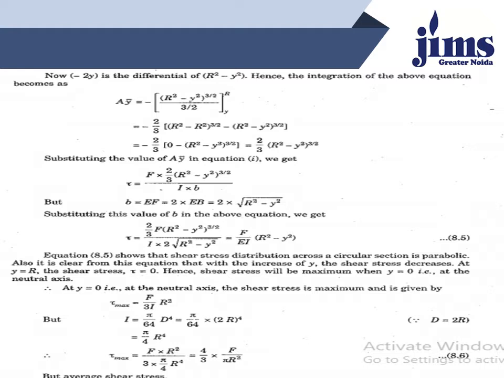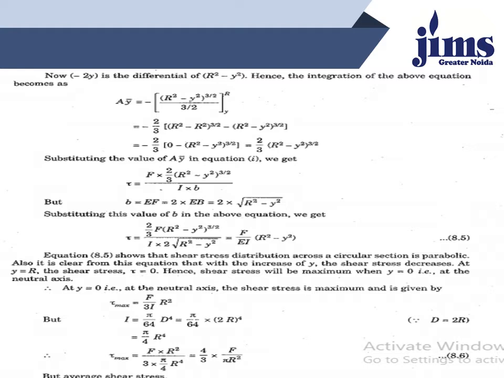At y is equal to r, the shear stress tau is equal to 0. Hence shear stress will be maximum at y is equal to 0, that is at the neutral axis. That's why at y is equal to 0, that is the neutral axis, tau max is equal to F upon 3I multiplied by r square.